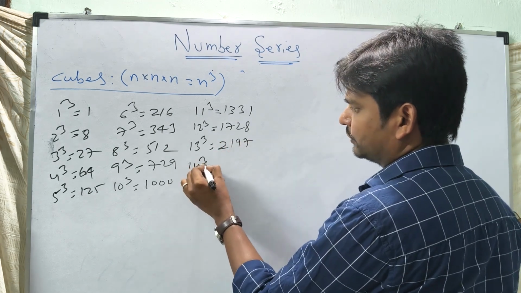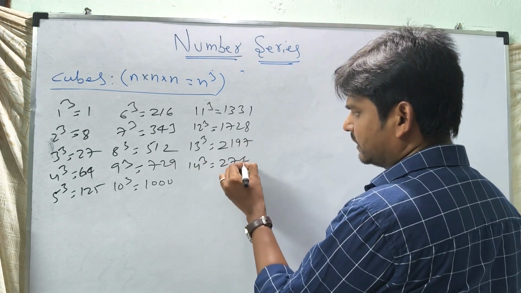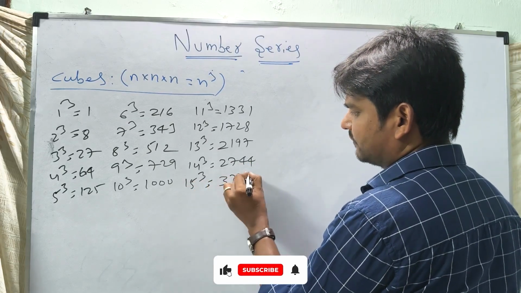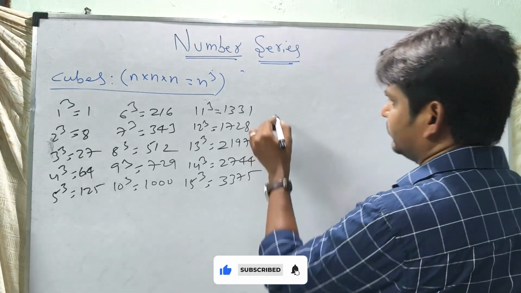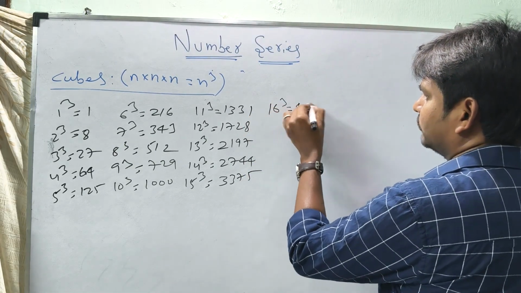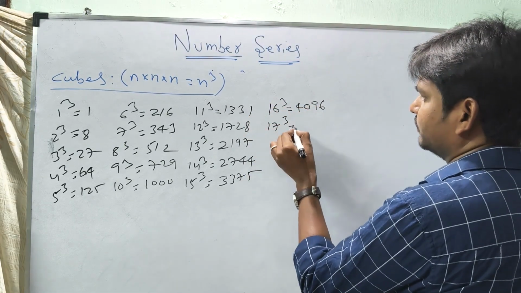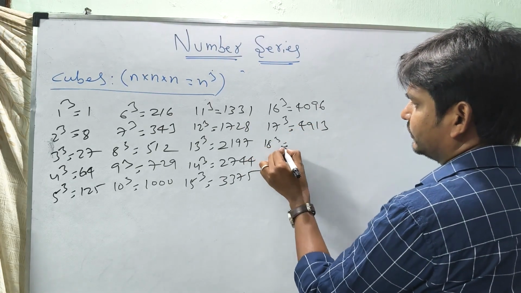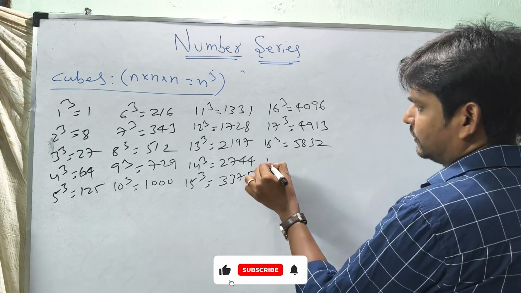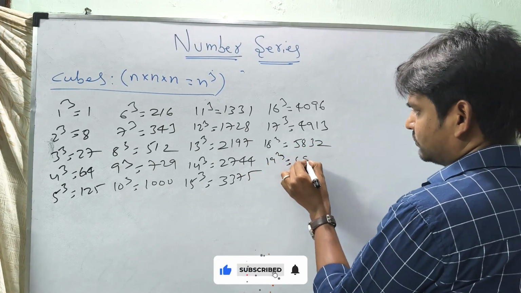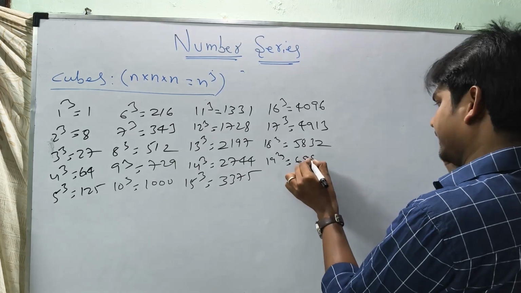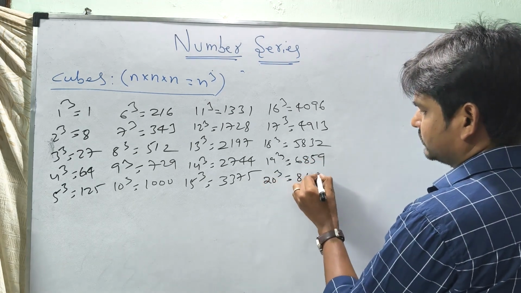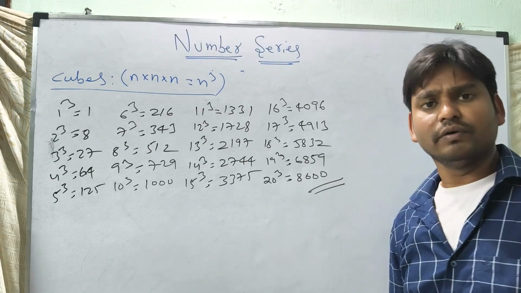13 cube 2197, 14 cube 2744, 15 cube 3375, 16 cube 4096, 17 cube 4913, 18 cube 5832, 19 cube 6859, correct. Next, 20 cube 8000. So all these you have to memorize.